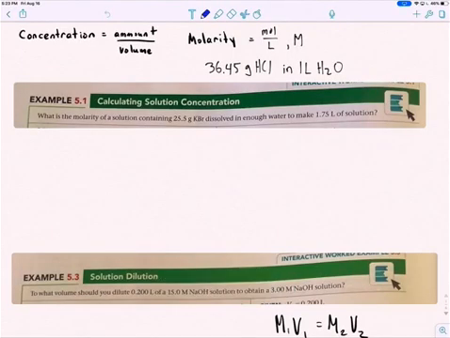Okay, so we moved on to chapter 5. Chapter 5 is about aqueous solutions, and starting off here with concentration. Concentration means amount per volume.